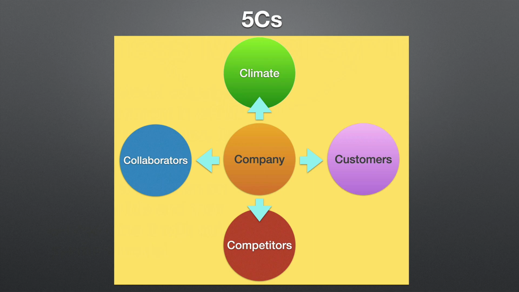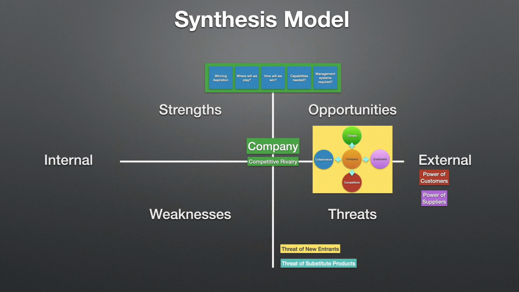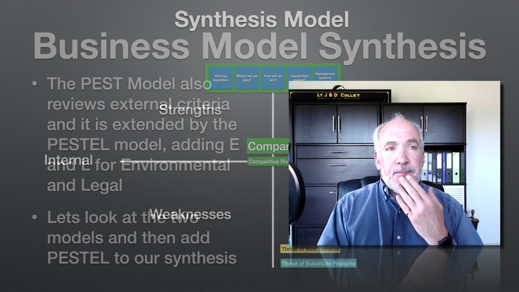Here's the model. You'll recall that the 5 factors are company, collaborators, customers, competitors and climate. And if we bring this into the synthesis model, then we can see it's here. So it's really external and it's balancing between opportunities and threats, but it gives you more factors and more complexity to examine your SWOT analysis with.